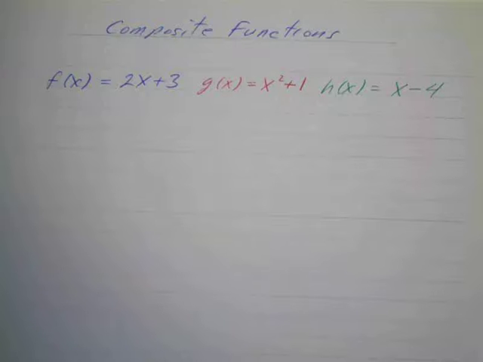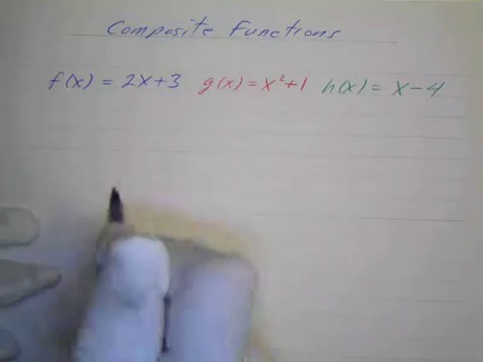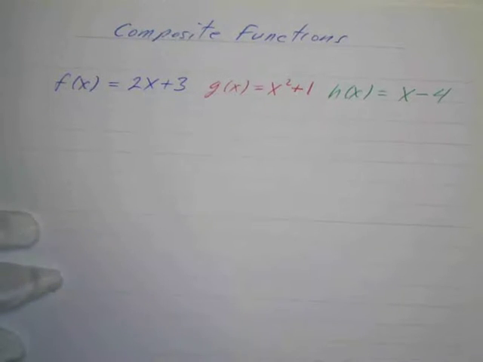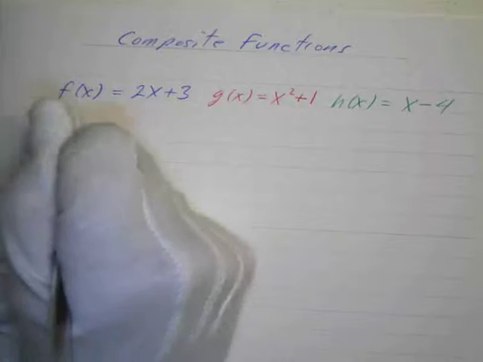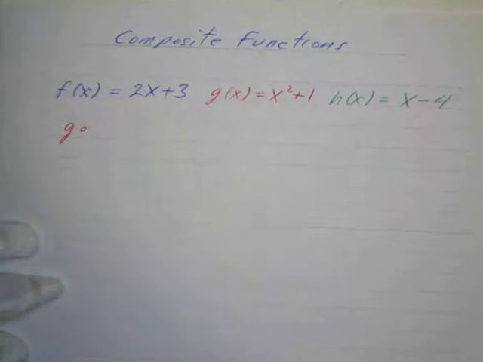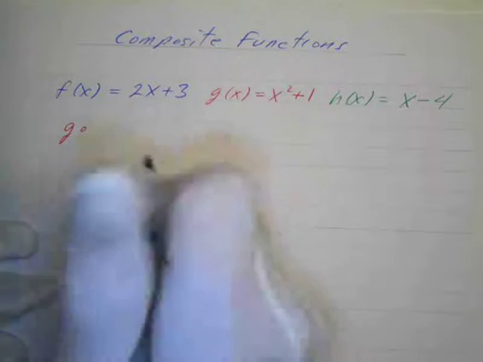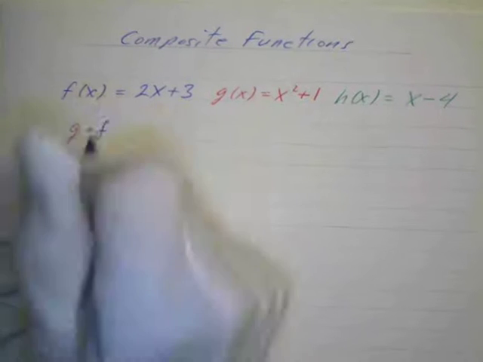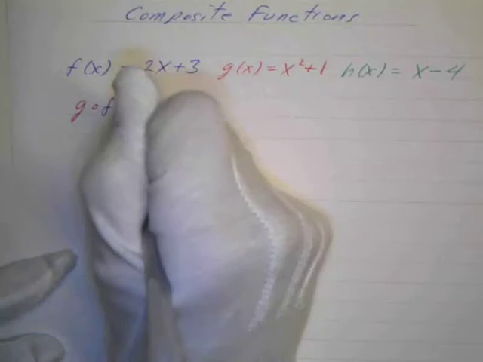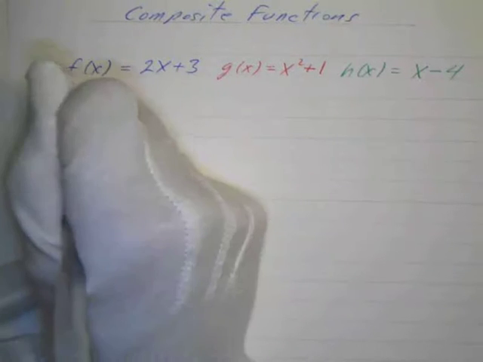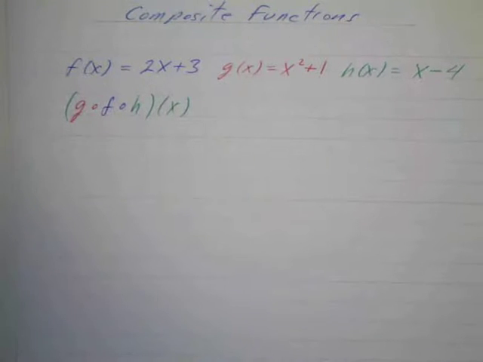So let's say we wanted to find a composite, and sometimes you see it like this: g of f of h of x. So that's a function of a function of a function.